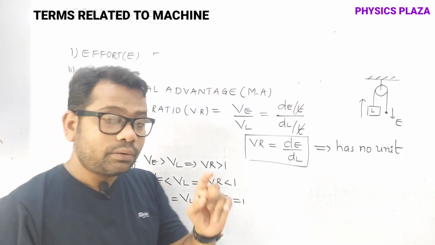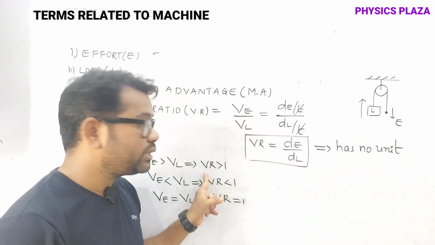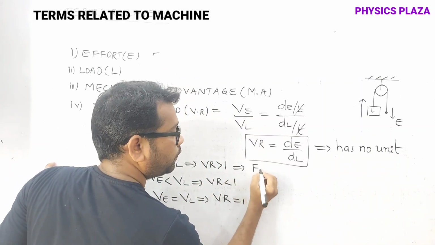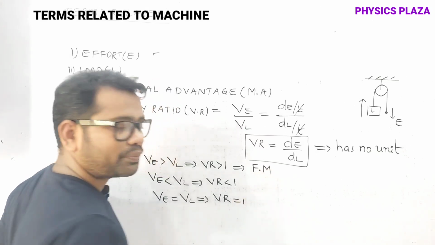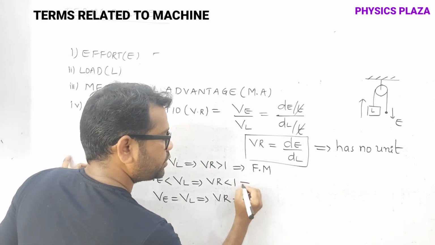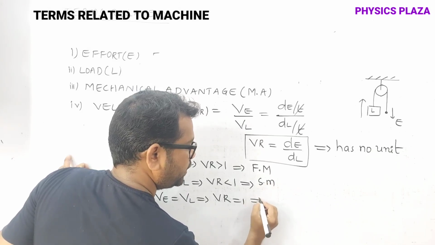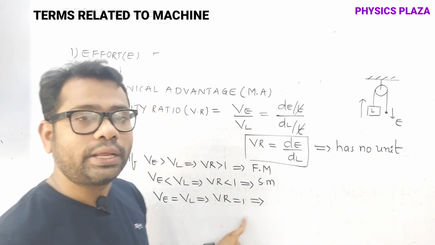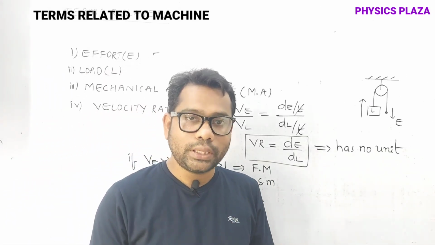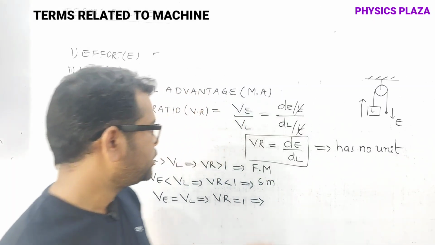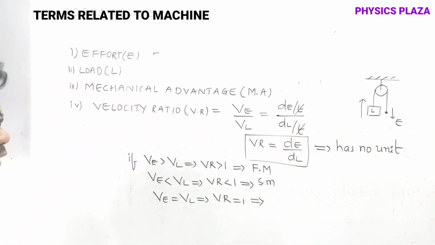Dear children, for any machine, if velocity ratio is greater than 1, what will happen? It acts like a force multiplier. Whereas if velocity ratio is less than 1, it acts like a speed multiplier. Whereas if velocity ratio is equal to 1, it is used to change the direction of effort applied. Is that clear? Fine, just copy it. Is it copied, children?